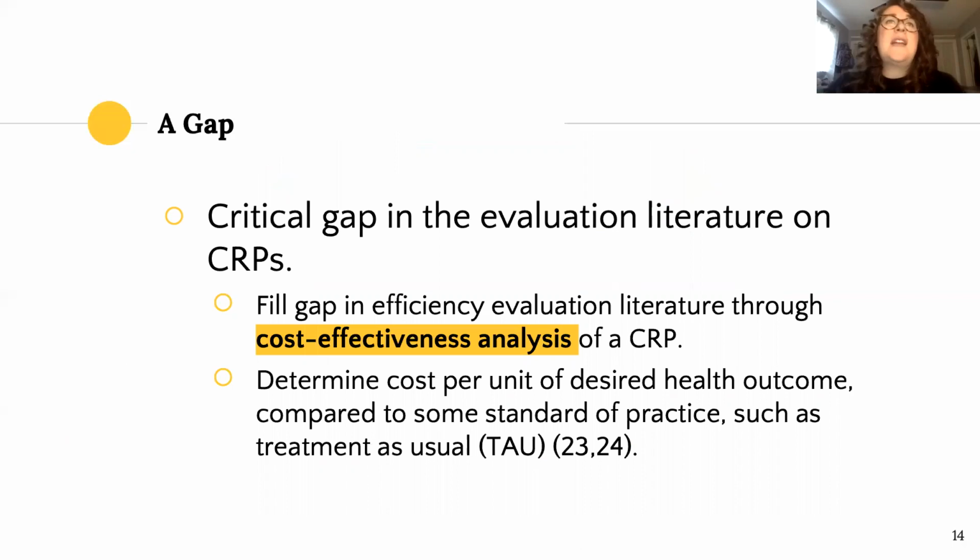So the purpose of this study was to fill that efficiency evaluation gap with a cost effectiveness analysis of a CRP. And in a cost effectiveness analysis, what we're doing is determining the cost per unit of some kind of desired health outcome. And we're going to compare that to some standard of practice like treatment as usual or some other threshold. And don't worry if that went by quickly, we're going to talk a lot more about exactly what that means.